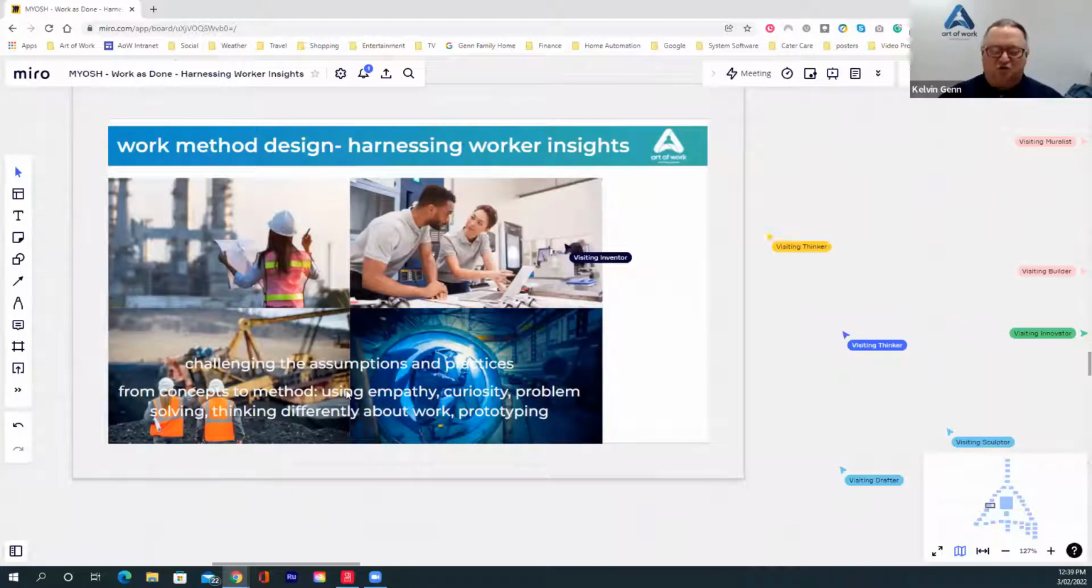Now, you'll see as we talk about this concept around human-centered design, it's founded in empathy and curiosity. It's integrating the power and methods of problem solving, thinking differently about work, but also integrating the concept of testing and prototyping. So this idea comes from, well, we don't know if this way of doing a particular work process is going to be successful until we test it. So the idea is harness these ideas, put them into practice, try them out before you deploy them across the entire organization.